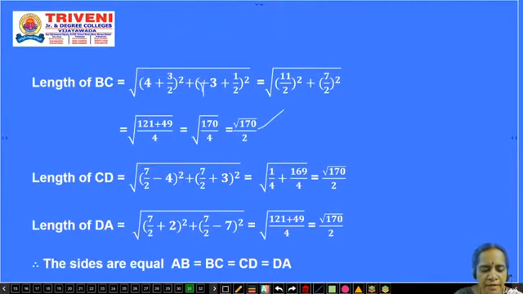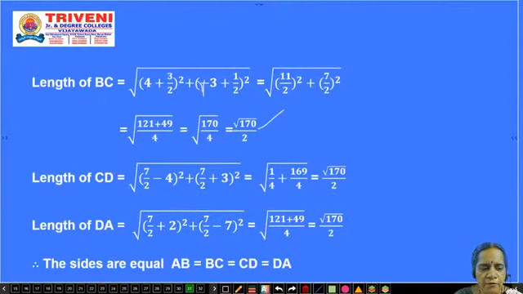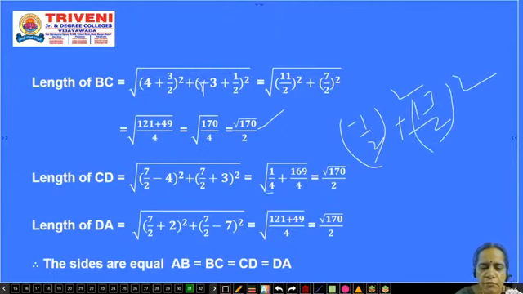And the length of CD. What is the value of C here? 4 comma minus 3 and D point is 7 by 2 comma 7 by 2. The length of CD means the distance, square root of x2 minus x1 whole square plus y2 minus y1 whole square. Here we take the LCM. 7 minus 8 by 2, that is minus 1 by 2 whole square, plus 7 plus 6, 13 by 2 whole square. 1 by 2 whole square means 1 by 4, 13 by 2 whole square means 169 by 4, that is equal to square root of 170 by 2.